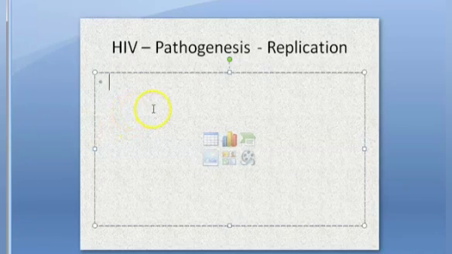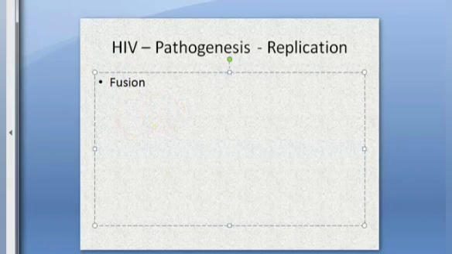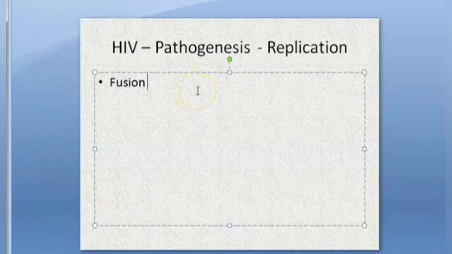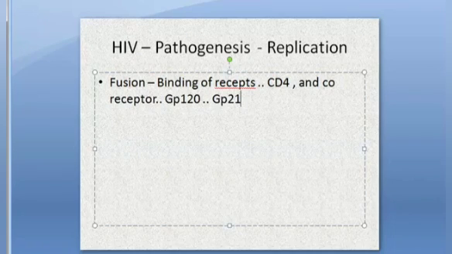Let us see. Fusion. Fusion means the attachment of the receptor and co-receptor to GP120. Fusion of HIV to the host cell takes place, mediated by the fusion protein GP41. So here they are still talking about binding only. Binding of the receptors, CD4 and co-receptor, to GP120 of the virus. And now GP41 helps in what? Fusion. GP41 helps in fusion. That's why it's called fusion protein.